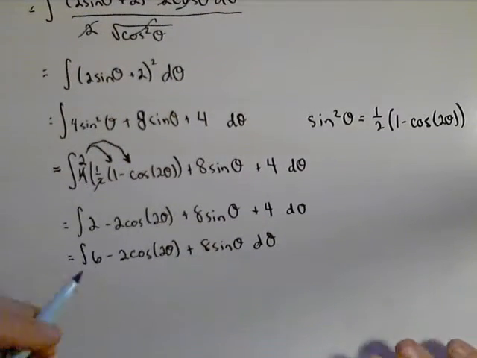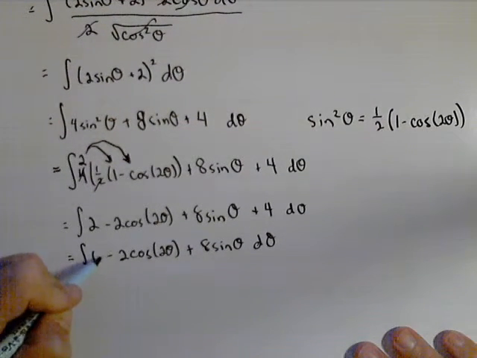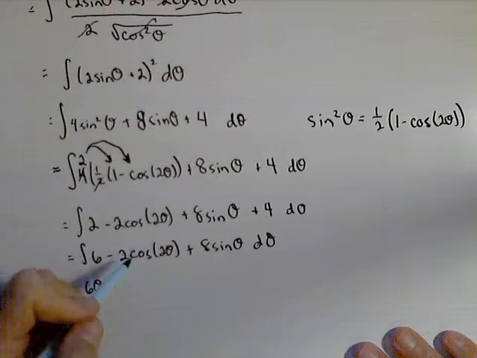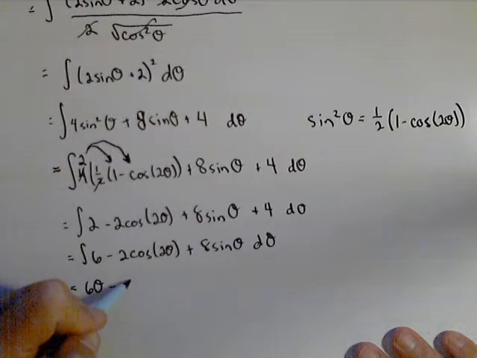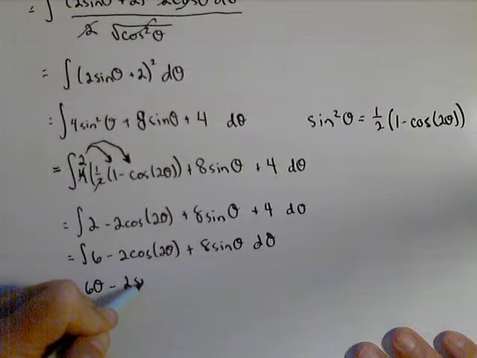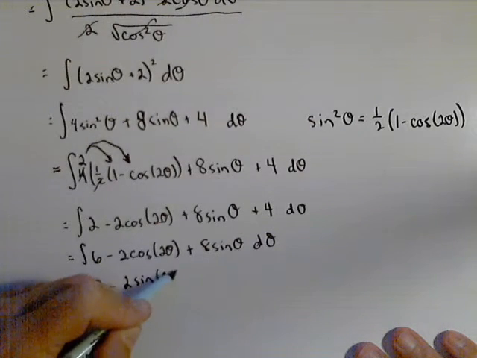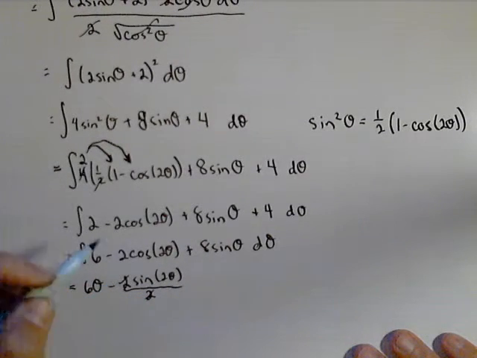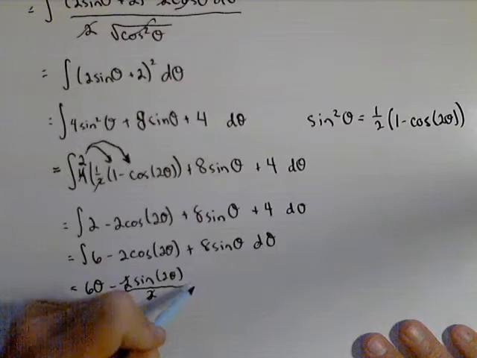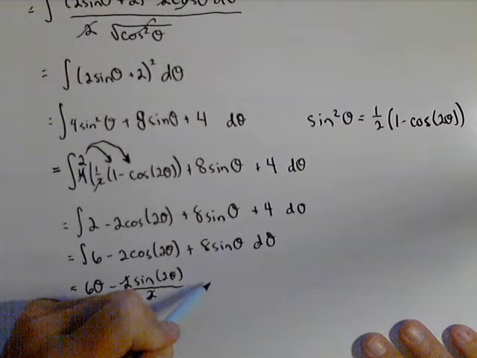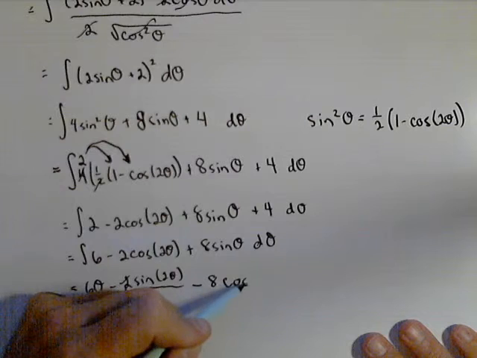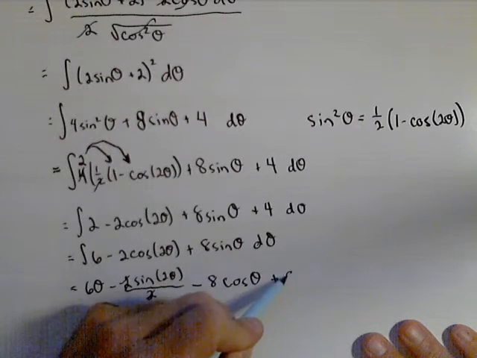Alright, what do we got here? Now we start taking the antiderivative piece by piece. This is going to be 6 theta minus 2 sine of 2 theta, now by chain rule, over 2, so those 2's are going to cancel. And then this, the antiderivative is negative cosine, so we're going to end up with a minus 8 cosine of theta plus C.